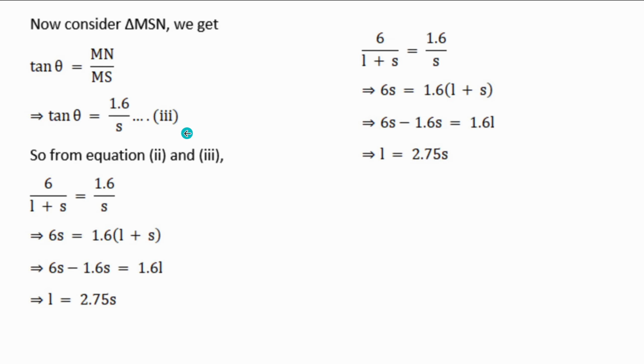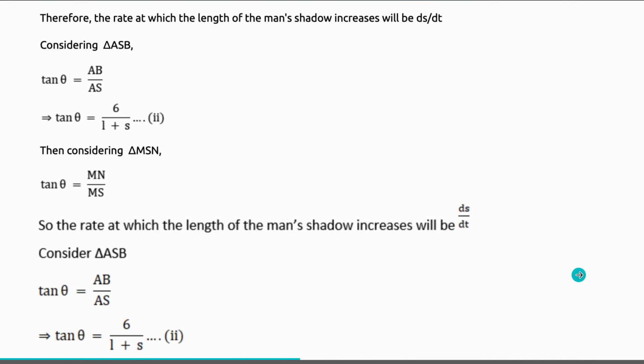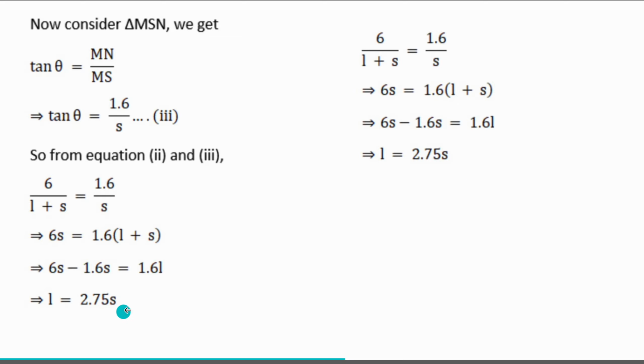So far we've got 3 equations on hand. Let's look at the first equation, which is dl by dt. The second equation is, in triangle ASB, tan theta is equal to 6 upon L plus S. And the third equation is, in triangle MSN, tan theta is equal to 1.6 upon S. Now from equation 2 and equation 3, we can equate them because they are both equal to tan theta. When we do that, we get the value of S in terms of L, or vice versa. So now you can write L as 2.75 S.